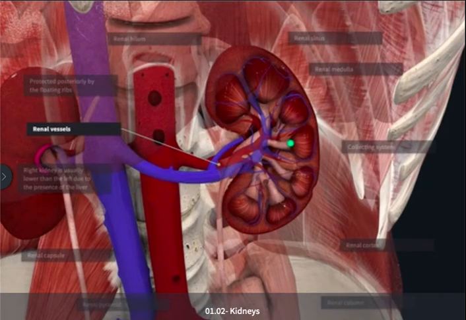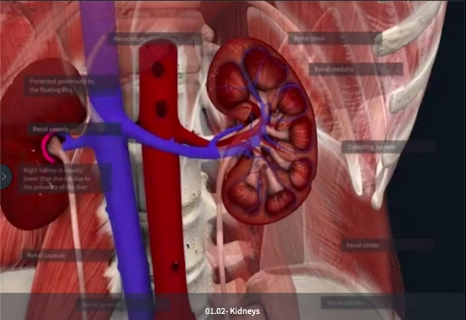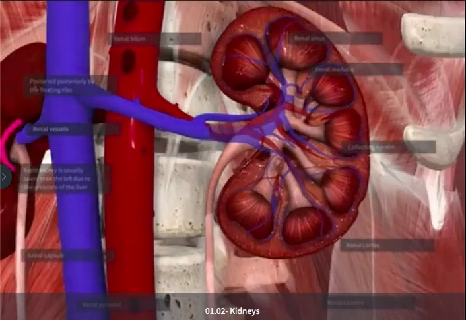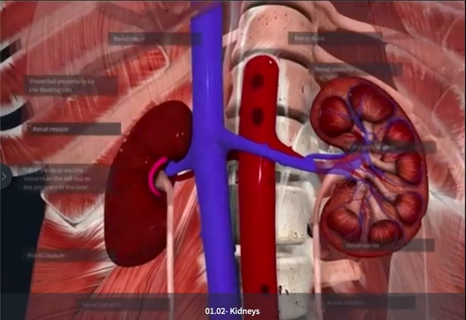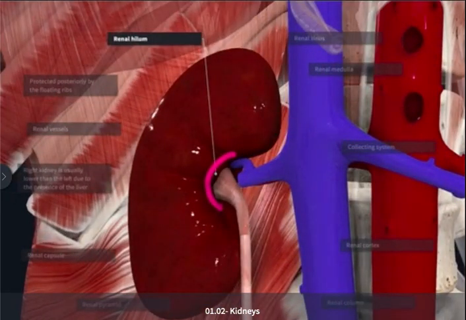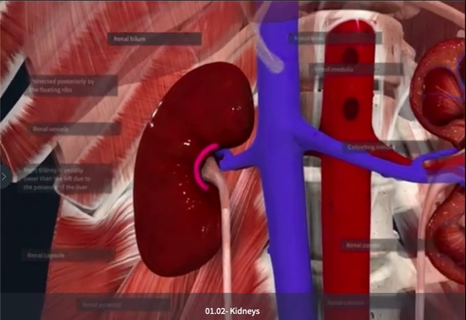And the collecting system is going to coalesce, or funnel together, towards the ureter. Now, this is going to pass through an opening on the medial aspect of the kidney known as the renal hilum, which you can think of essentially as the doorway in and out of the kidney.